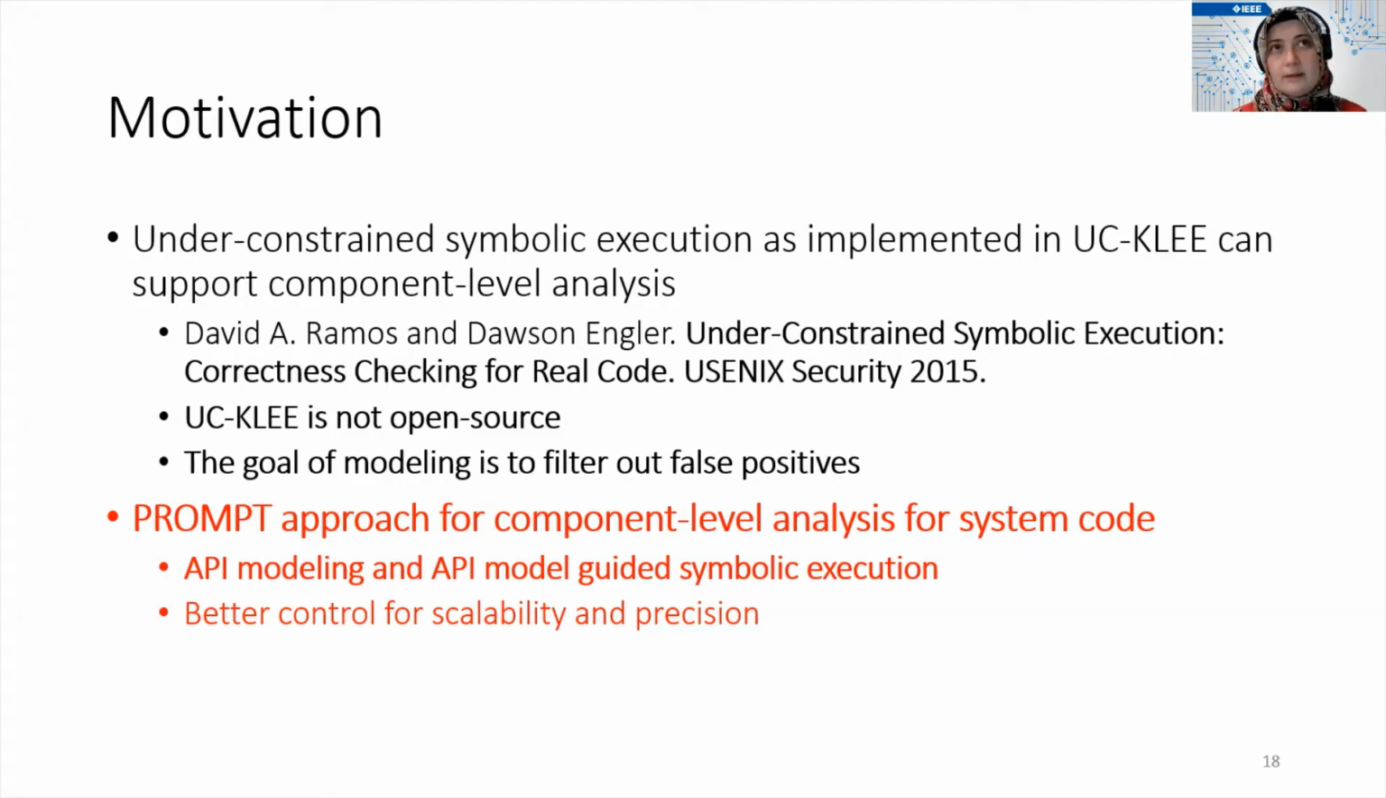And also the goal of modeling there is more about filtering out false positives. In PROMPT, we realized that we want to minimize changing the underlying code because it may not be so easy to compile code. For instance, compiling Linux kernel code is not an easy thing. Also, we wanted to provide API-model-guided lazy initialization so that we can have better control over the path explosion problem and also for precision.